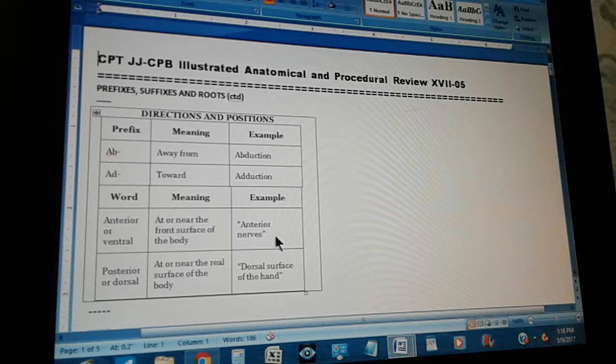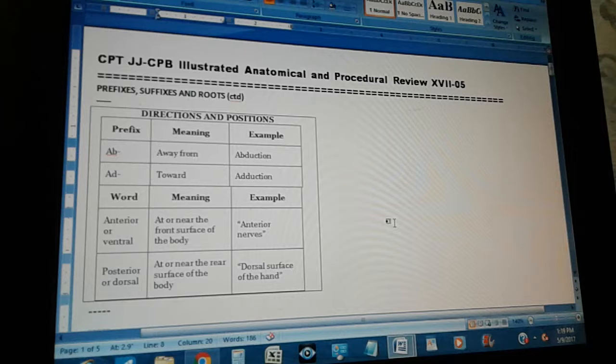Posterior or dorsal? At or near the rear surface of the body. The rear or back, the same thing. At or near the rear or back surface of the body. And we have here the dorsal surface of the hand, which is the back of the hand, right? So that's our theory for today.